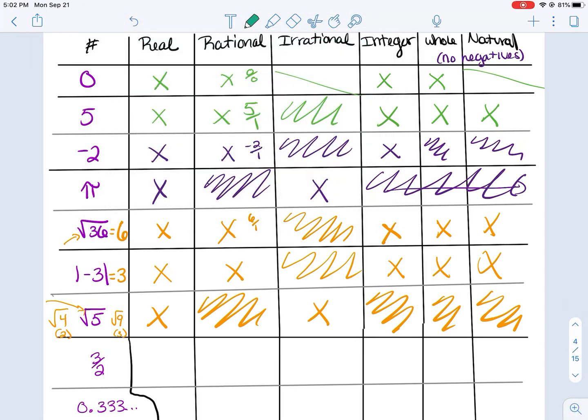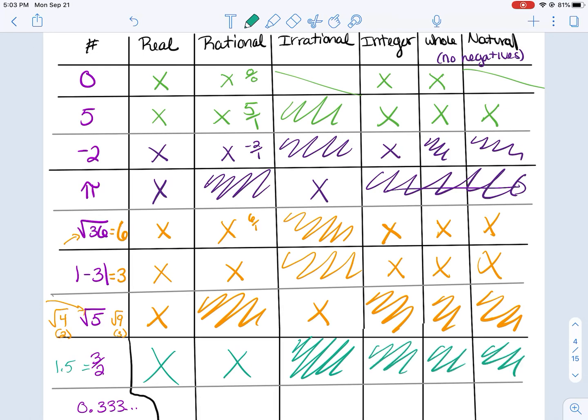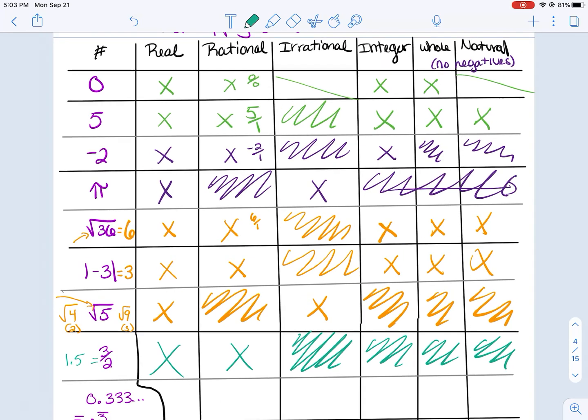So 3 over 2, well, it's already written as a fraction, so that tells me it's rational. And if it's rational, it must be real. And we know that's 1.5, right? So keep that in mind. It's a terminating decimal. If it's rational, it can't be irrational. Integers, whole numbers, and natural numbers, though, none of those have any decimals or fractions. So it cannot be any of those last 3.